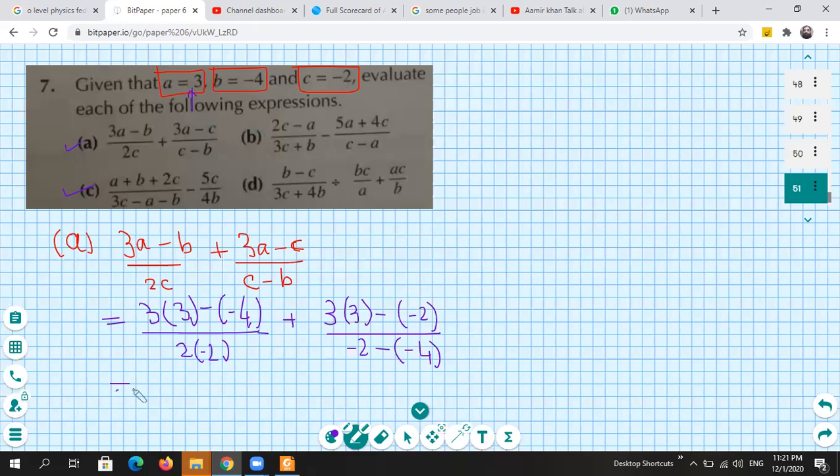Now simplify it. 3 3 are 9, minus into minus, plus over 2 into 2 4, and this negative sign as it is, plus 3 3 are 9, minus minus plus, minus into minus plus, 2 over -2. This negative into negative again positive. We solve it.